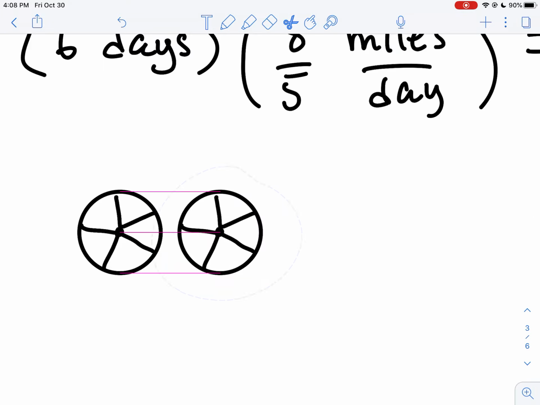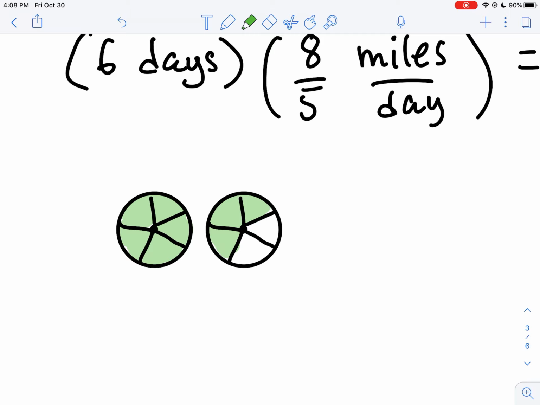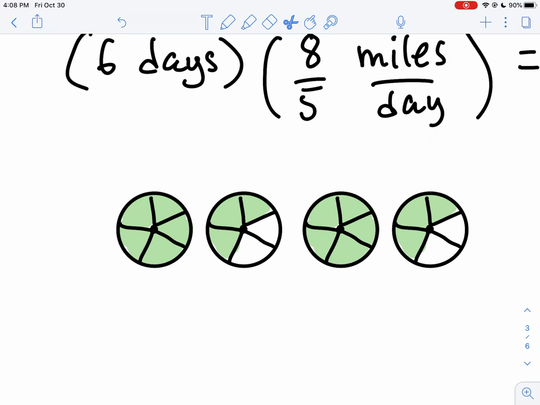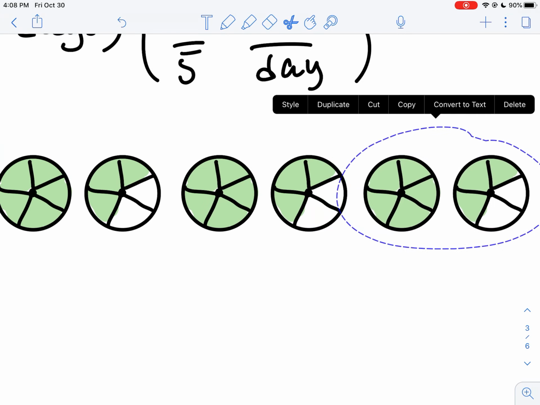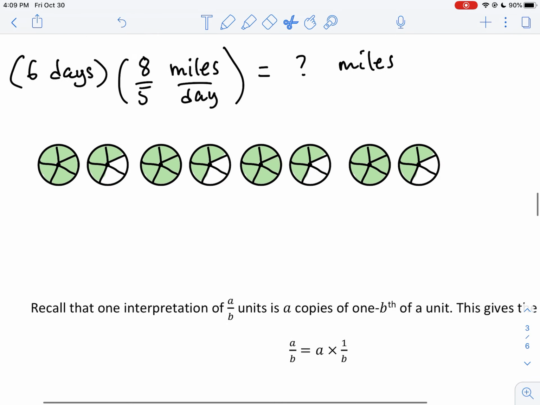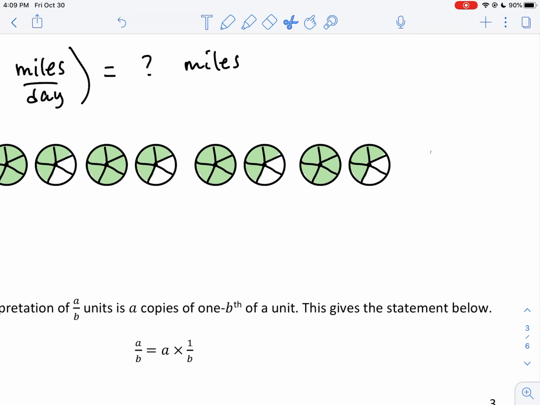So I'm going to copy this, paste, and let's do some shading. So we have 1, 2, 3, 4, 5/5, and we need 3 more to make 8/5. And there's the other 3. So this stands for the 8/5 miles. But then we're going to do this per day, and we want to do this for each day. So I need to do 6 copies of this. There's 1 copy, 2 copies, 3 copies. I need to do 2 more.